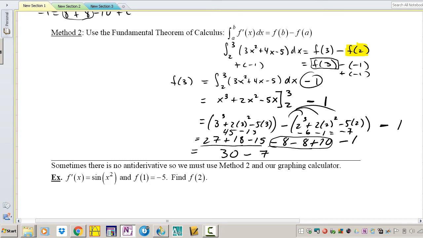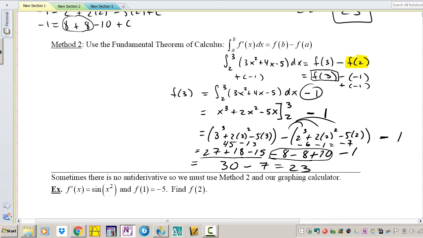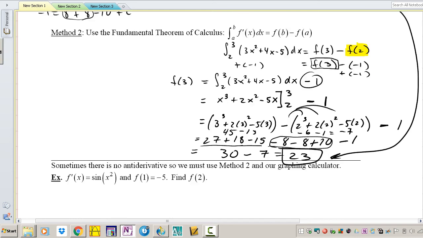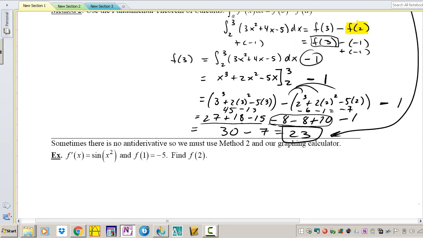So it's 30 take away 7, which is 23. And there it is, 23. It's just another way of solving for differentials and also finding a solution to the differential, a point on the differential. So that is method number 2.